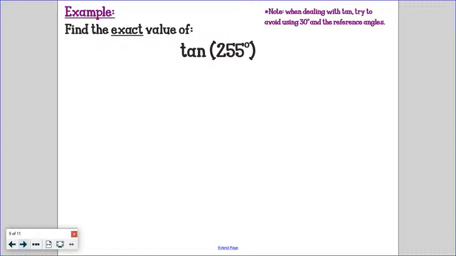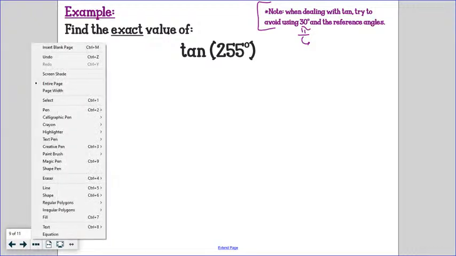Okay, there is one note, and this is purely to try to help you to make things easier, and that is because of what we get when we do tangent of 30 degrees. So note, when dealing with tangent, you're going to try to avoid 30 degrees, and 30 degrees is also pi over 6. You're going to try to avoid that when possible. So if you could pick a different set of angles that would add together that does not include 30 degrees, then I would pick that.